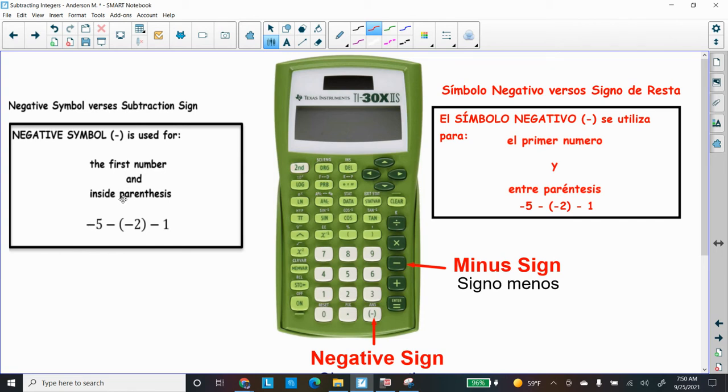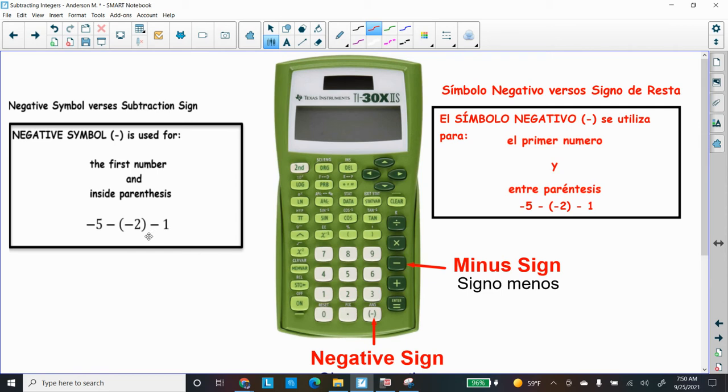So the first number, that minus sign, it looks like that's really a negative sign. And it's also used inside parentheses. So inside parentheses, that would look like a minus 2, but that is a negative 2. That minus sign outside here, that would be the minus sign. And there's one outside here also, and that would be a minus sign as well.